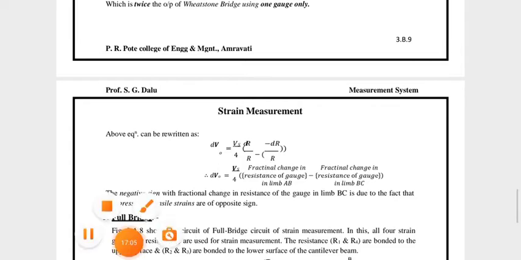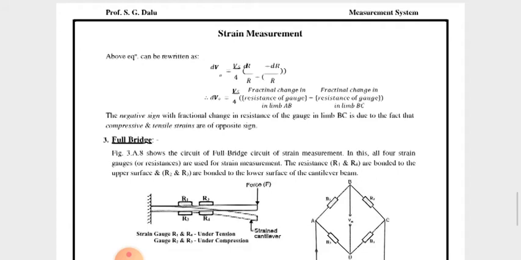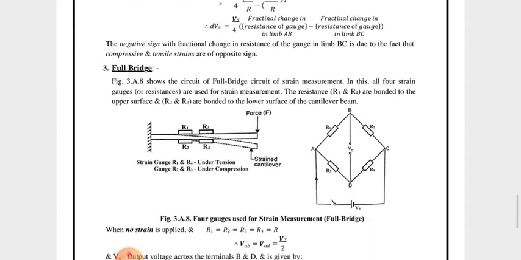Okay, so I think you have understood the difference between quarter bridge and half bridge. The difference is only that dVO equals Vs by 4 into F into epsilon in case of the quarter bridge, and Vs by 2 into F into epsilon in case of the half bridge. Okay, then next we will have to study the full bridge.